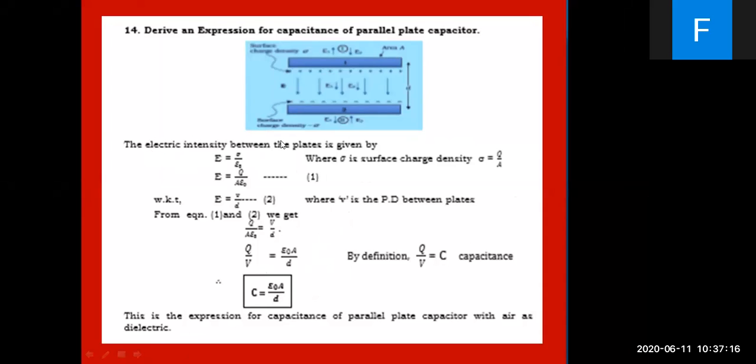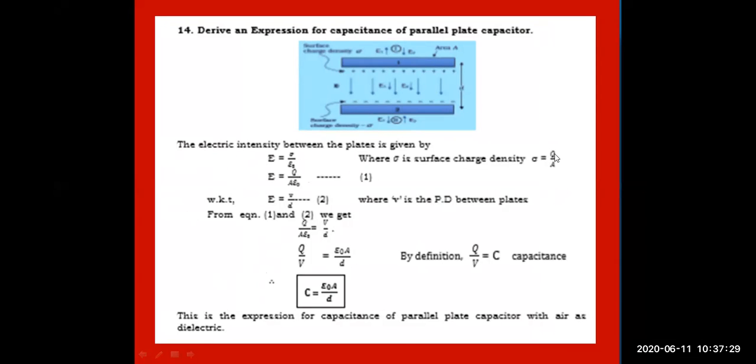The electric intensity between the plates will be given by capital E is equal to sigma divided by epsilon naught. This is our general formula. Sigma will be equal to Q divided by A. Substitute here. So in place of sigma, write Q by A into epsilon naught, what is already there in the denominator. Call that equation 1. Second definition we have, we know that E is equal to V by D, where V is the potential difference between the plates.